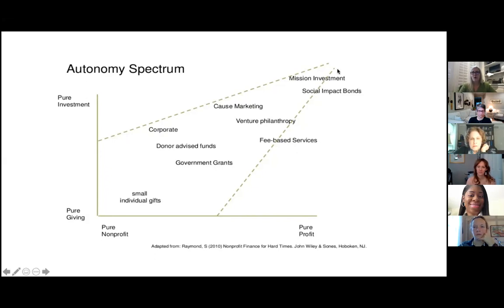And it moves on into the spectrum of mission investment or social impact bonds, which are more and more autonomous as you go. That's not to say there are not things that are required of them, but the margin created by those is more and more autonomous.